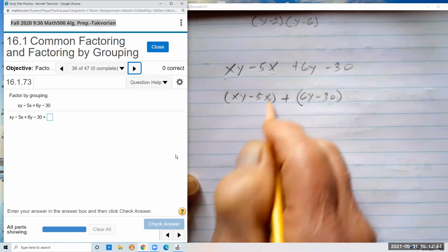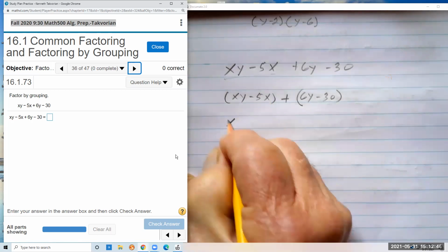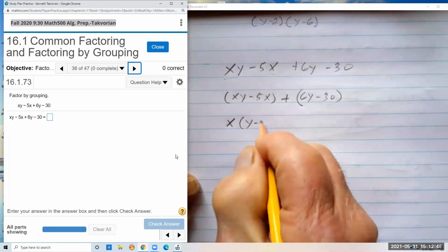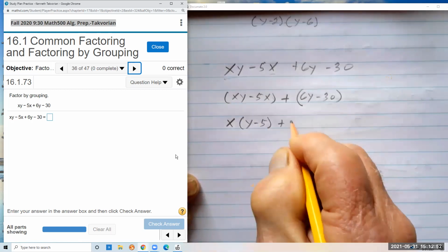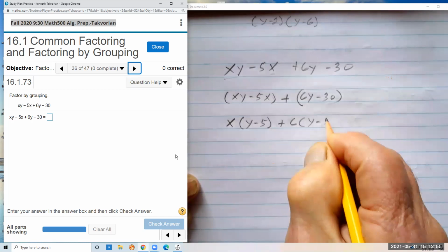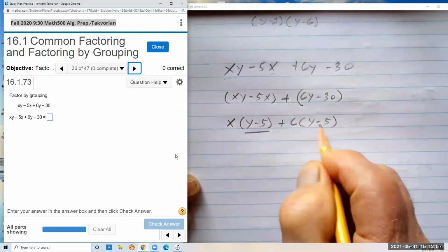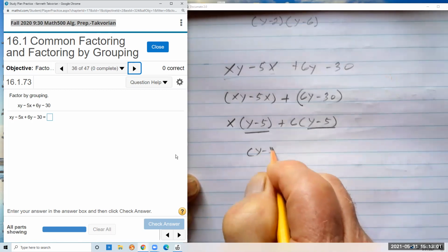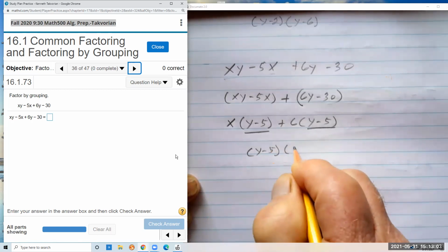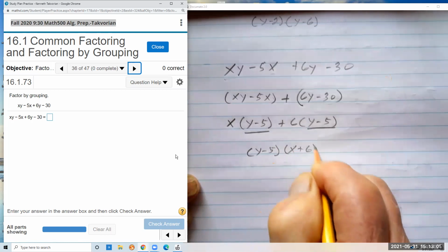From the first group, we have a common factor of x. Therefore, we're left with y minus 5. And from the second group, we can pull out a 6. We're left with y minus 5. These are exactly the same binomials. So quantity y minus 5, and we're left with quantity x plus 6.